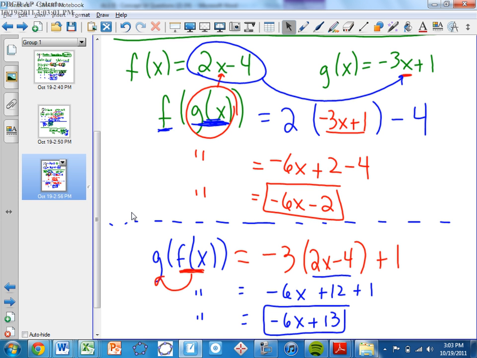Again, if you are writing in words down, here's what you should be writing. If you're writing this in words, you write: replace x in g of x with f of x. You're replacing the x that was in g of x with the new function f of x.